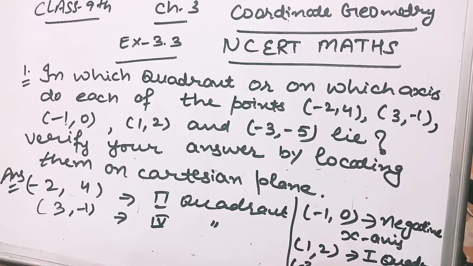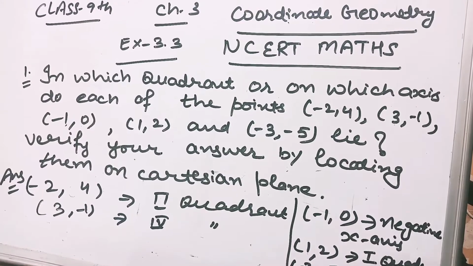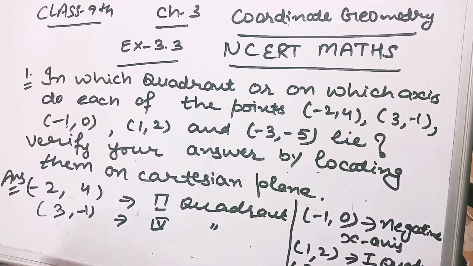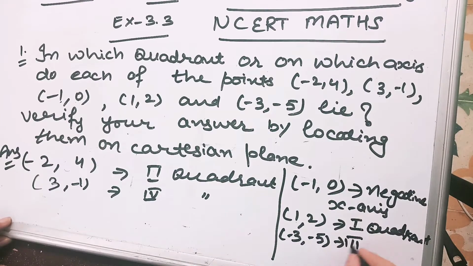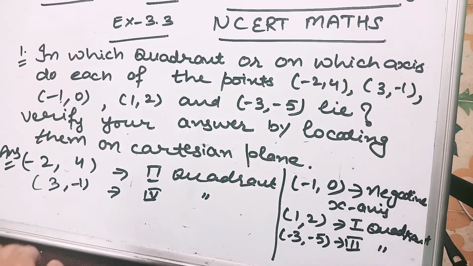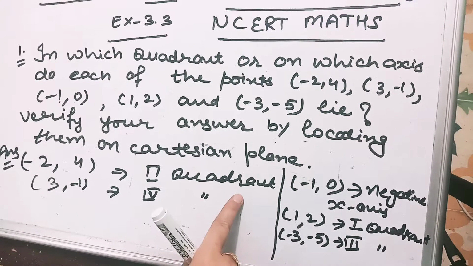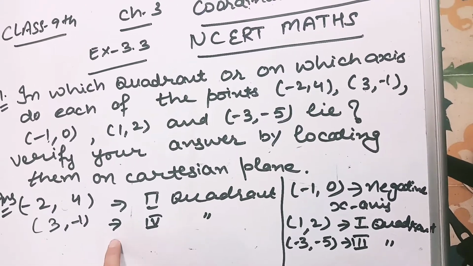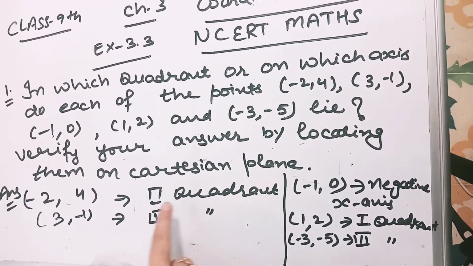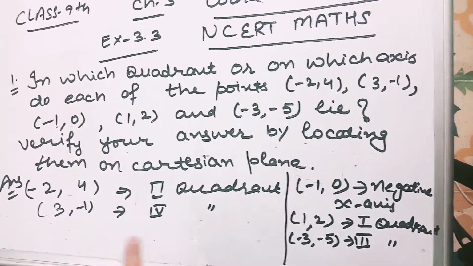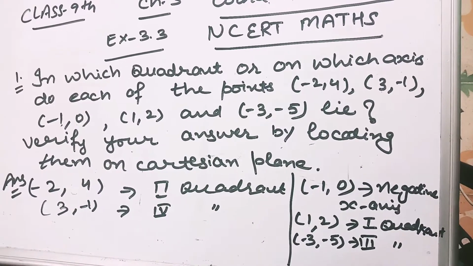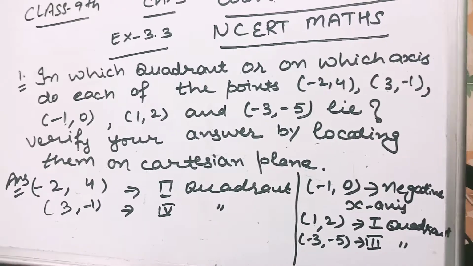Both are negative means the vertical opposite of the first, which will it be? Third quadrant. So without any drawing, these coordinates, we have written the names of the quadrants. Now we will draw these coordinates in the Cartesian plane.